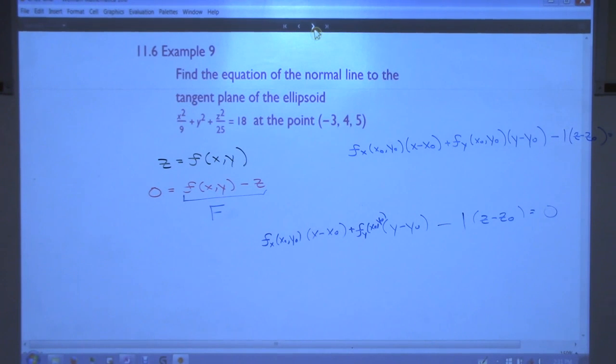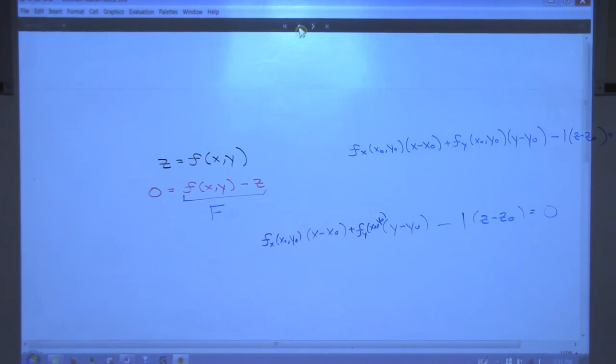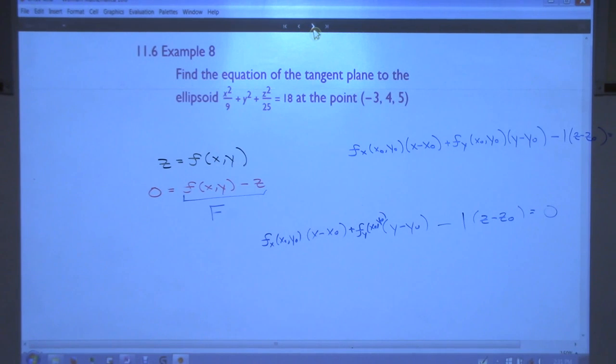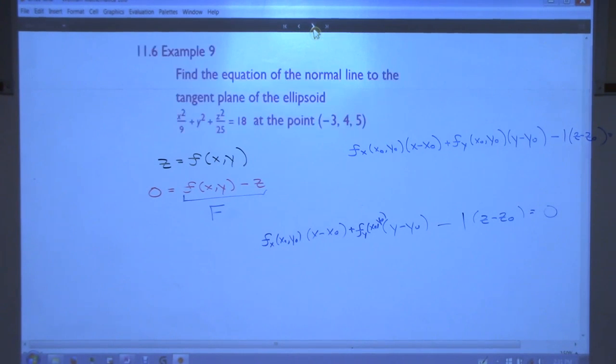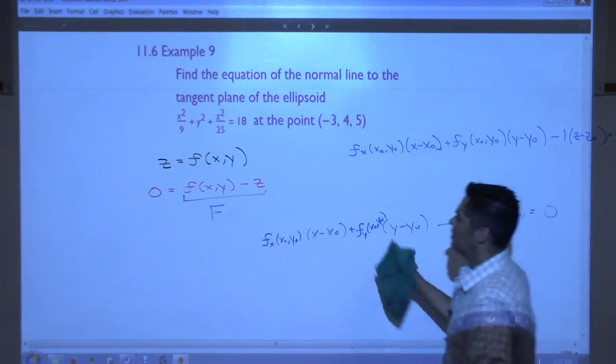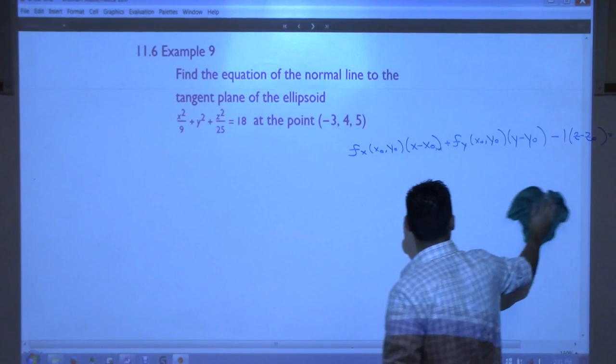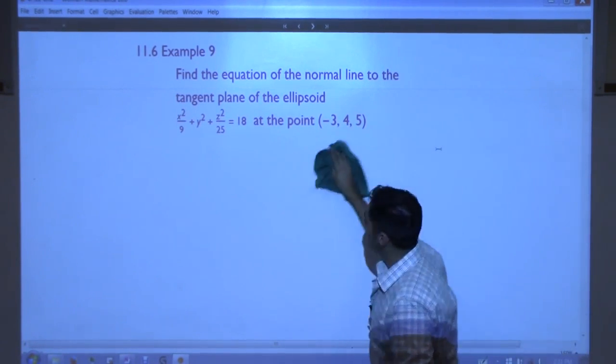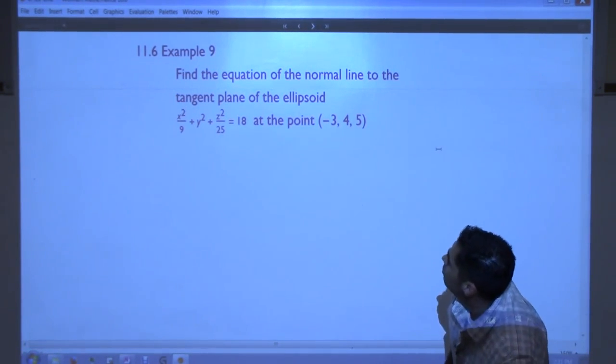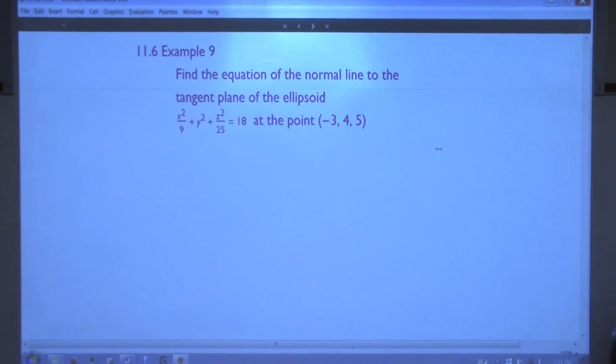One more thing to talk about. Was that the same problem? Yes, that's the same problem. Look at the directions. These are a little bit different than what we just did. Find the equation of the normal line to the tangent plane of the ellipsoid.